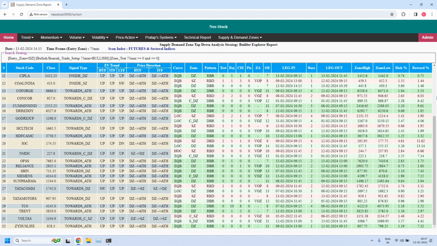But we will check the reward. Based on the reward also we will filter. At least a minimum 3% reward we will expect, because this is a weekly income trade between 75 minutes demand zone and supply zone, or 75 minutes demand zone and all-time high. A minimum 3% reward should be there.